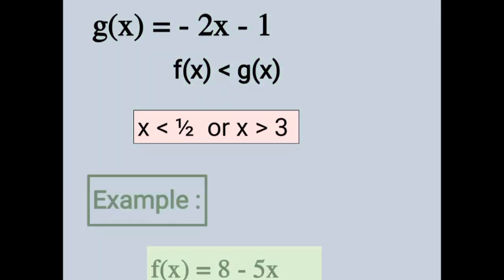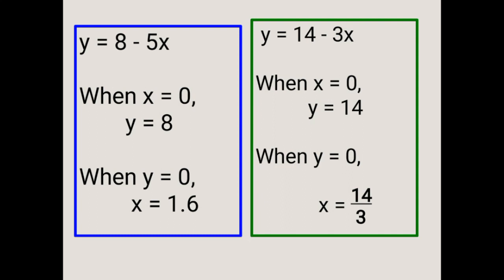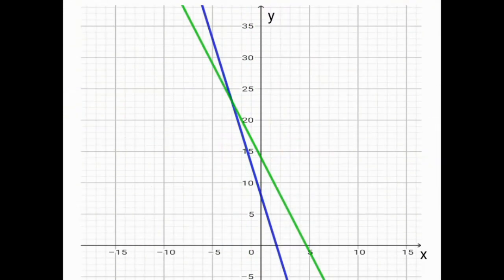f(x) equals 8 minus 5x, g(x) equals 14 minus 3x. Now, let's write down the solutions to the inequality f(x) is less than or equal to g(x). Let's sketch the two line graphs first. So, y equals 8 minus 5x, when x equals 0, y equals 8, and when y equals 0, x equals 1.6. And for y equals 14 minus 3x, when x equals 0, y equals 14, when y equals 0, x equals 14 over 3. Here are the two line graphs of y equals f(x) and y equals g(x).